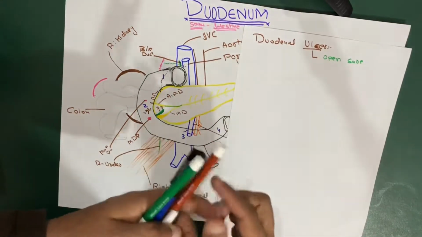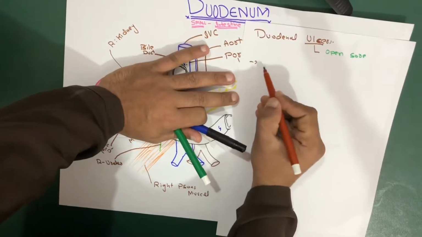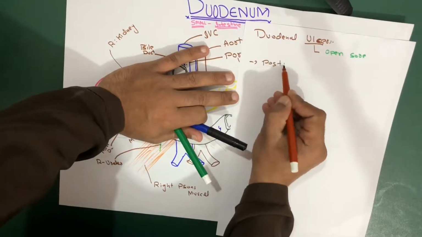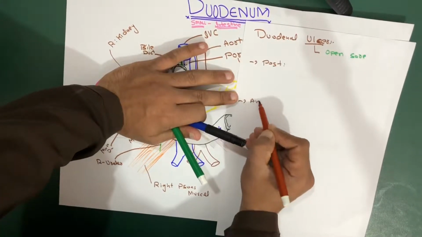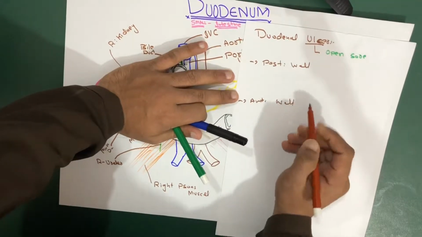This duodenal ulcer can affect the duodenum in two ways: either on the posterior wall or on the anterior wall.